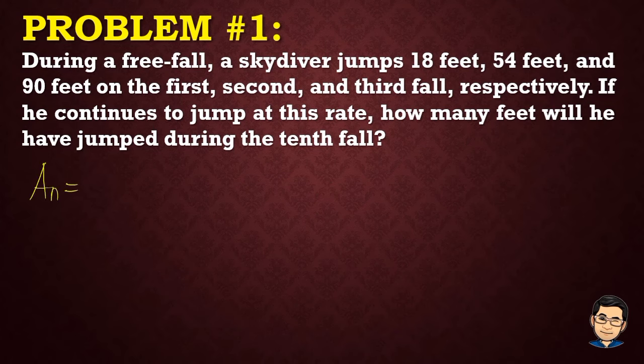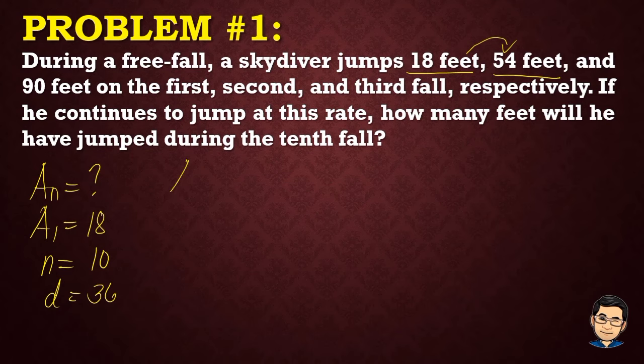a sub n, so that is the unknown. So we are looking for the 10th term. So by the way, this given problem is an application of arithmetic sequence. So our first term, a sub 1, that is 18. And then n, that is 10. What about the common difference? So in order to get the common difference, we need to subtract 18 feet from 54 feet. So that is 54 minus 18 equals 36. Therefore, 36 is the common difference.